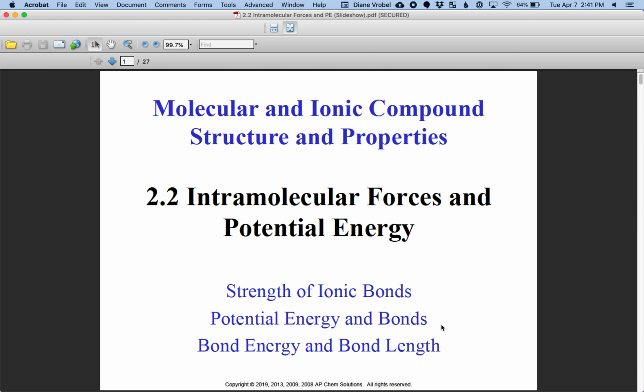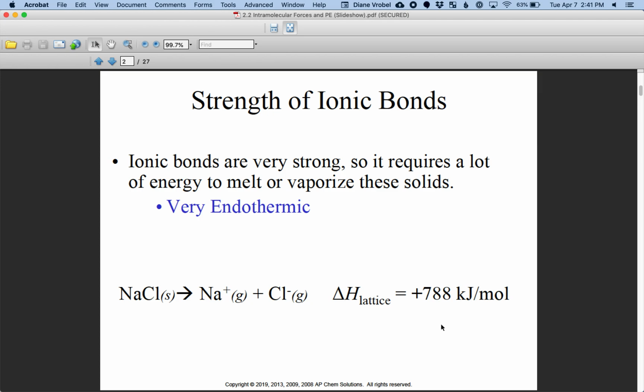We're going to talk about potential energy and the effects with intramolecular forces. Obviously, we're going to talk about molecular compounds and ionic compounds, and I hope you remember that molecular are covalent bonds with two or more nonmetals, and ionic is a nonmetal bonded to a metal, and they transfer electrons. I'm going to gloss over some of this because you're very familiar with it.